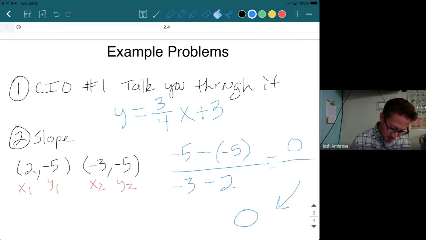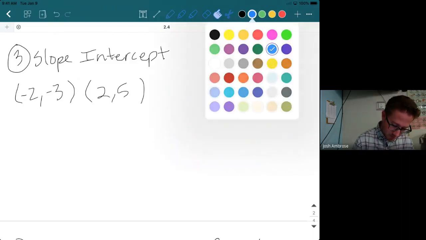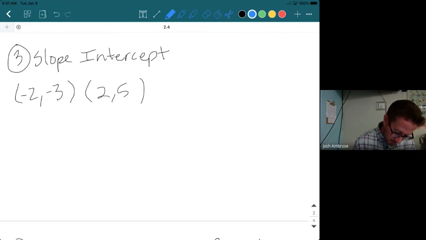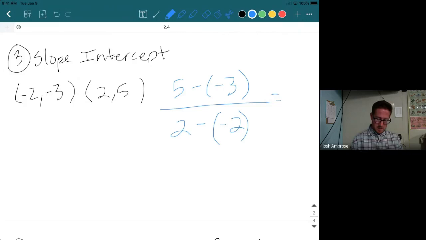All right, let's move down. Let's do this one more time because we're going to have to put all of this into slope-intercept, the actual equation. So let's go here. Let's use the slope equation first. So we're going to now have 5 minus a negative 3 all divided by 2 minus a negative 2. Okay, let's start to simplify this. You're going to have a little bit of add the opposite on top. That's going to give you 8. And then a little of that, that's going to give you a 4. So really, our slope value here is 2.